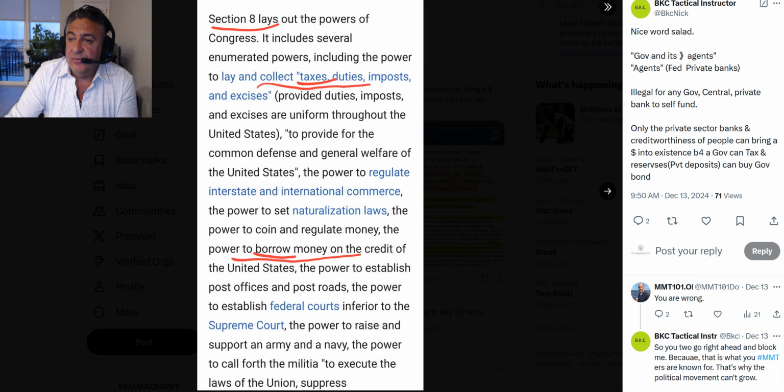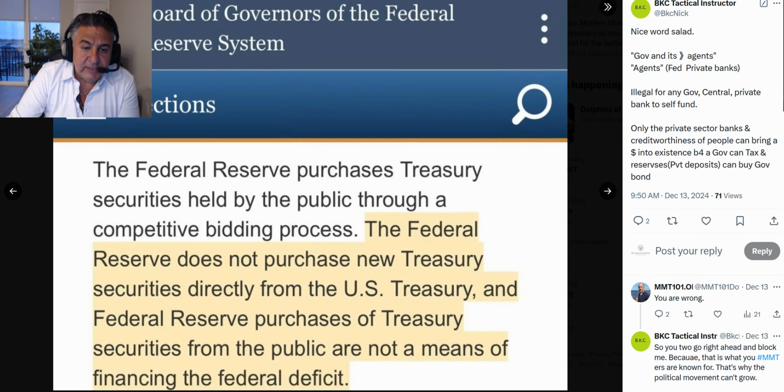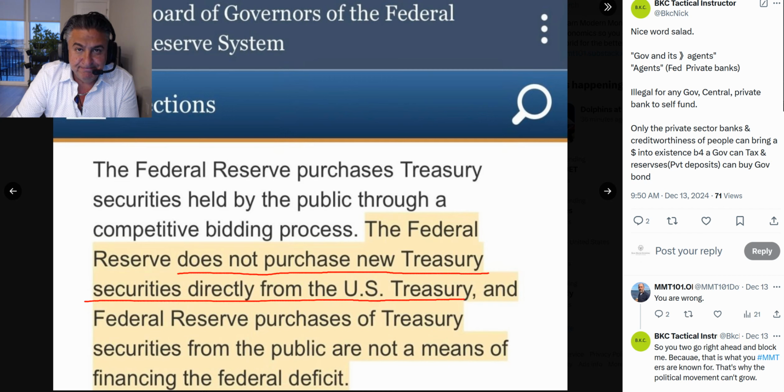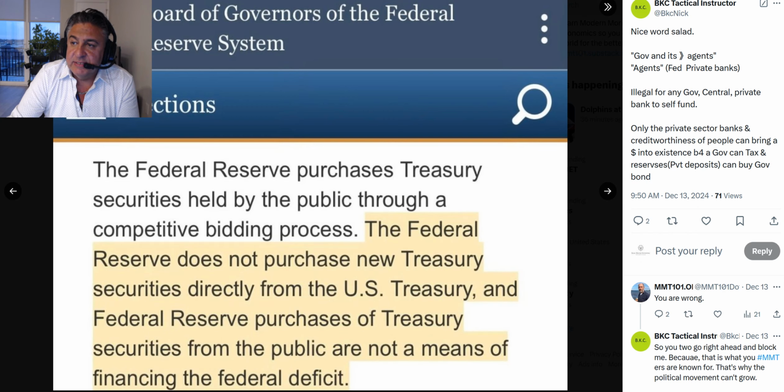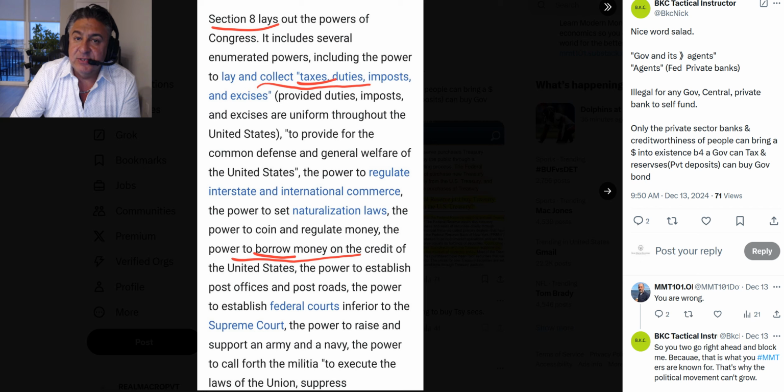Okay? Now, let's talk about the Federal Reserve. The Federal Reserve says that the Federal Reserve does not purchase new Treasury securities directly from the U.S. Treasury. All right. So basically what it's saying is that the central bank, any central bank, not just the Fed, cannot fund government. So that leaves us back to 1, where it says the Constitution, the government can only tax and borrow.